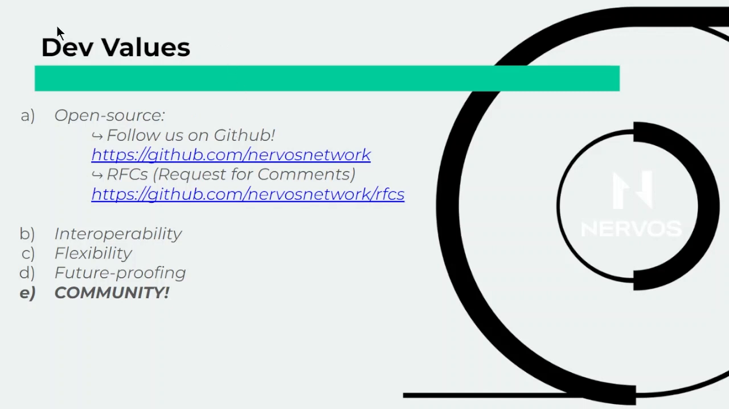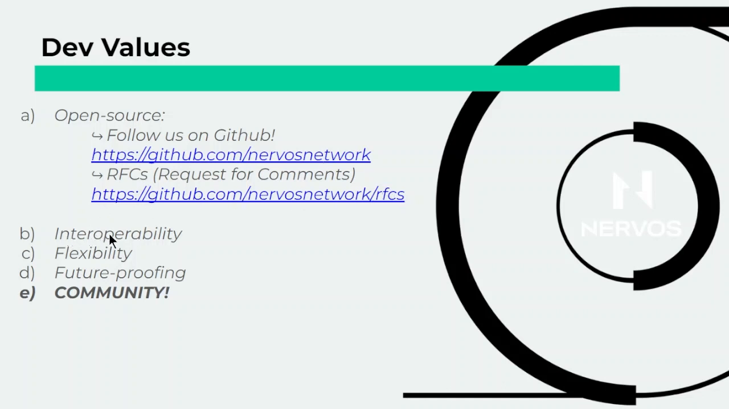Now, moving on to developer values. As you might have been able to tell, we're all about open sourceness. Follow us on GitHub. Also check out what we call requests for comments. These are basically a collection of all of our policies and manifestos, where the community can actually have input on these as well. So definitely check these out. You'll learn a lot about Nervos Network.